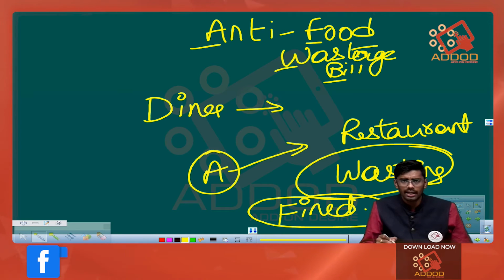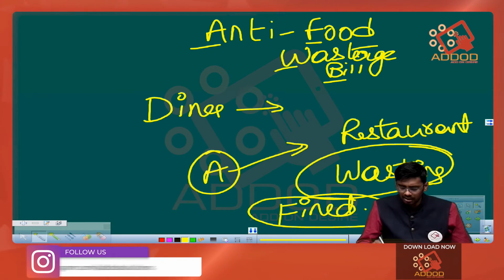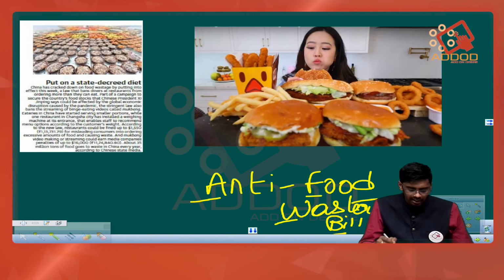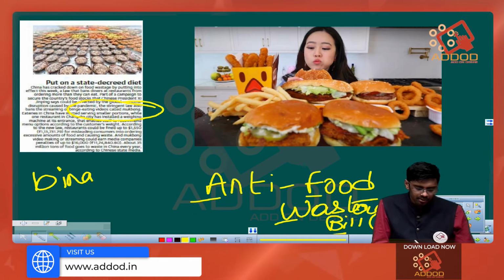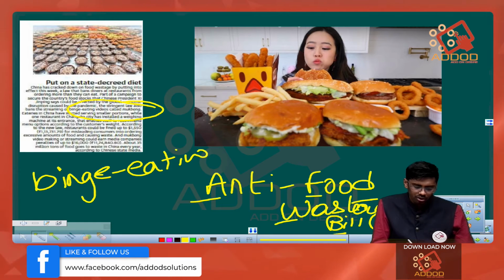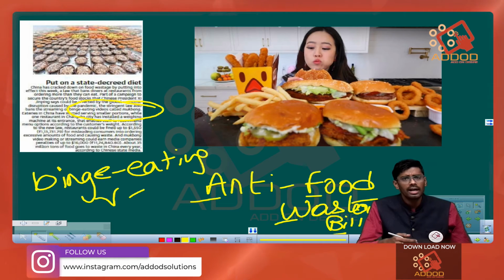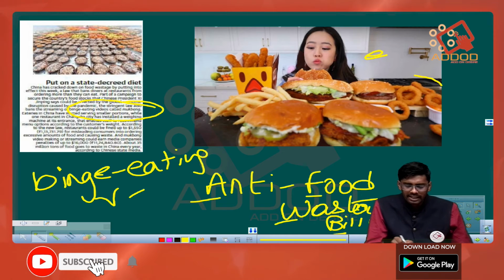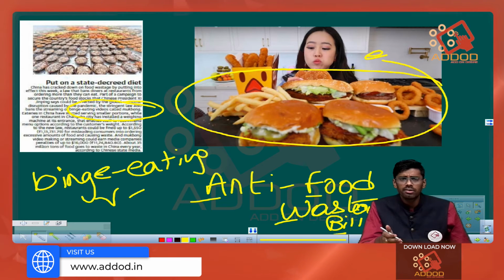imposed on that person. And also this anti-food wastage bill has prohibited binge food watching videos. So it has prohibited the binge eating videos. So what are these binge eating videos? We see every now and then on YouTube and other social media platforms where a single person tries to eat many food pieces or many foods. So there are videos where a single person tries to eat as much food as possible.